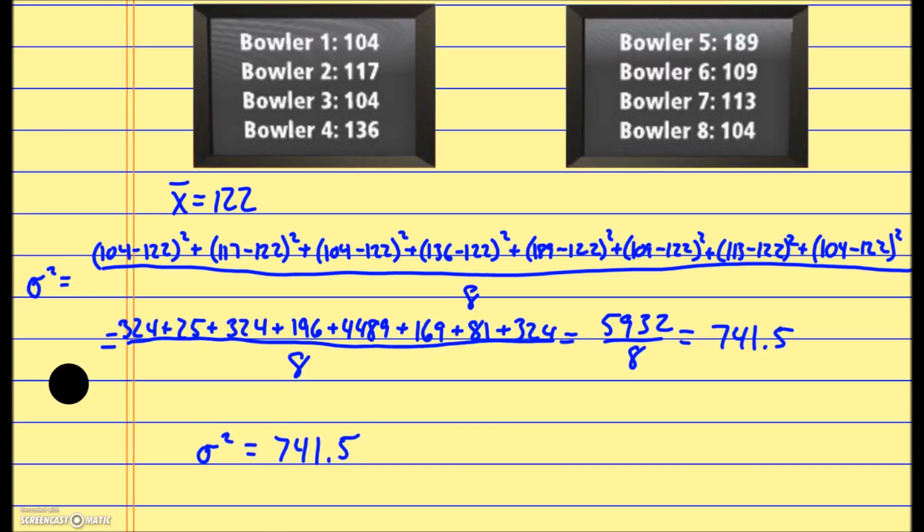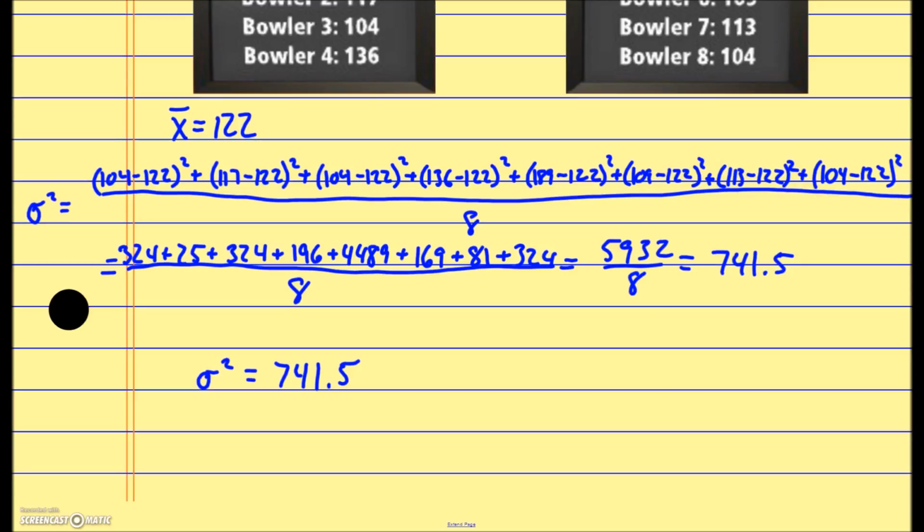And now from here, the standard deviation, I'm obviously not going to plug it all back into that formula. I'm just going to do the same formula and take the square root at the end. So really all I have to do is take the square root of the variance, and that gives me, for sigma, 27.23.